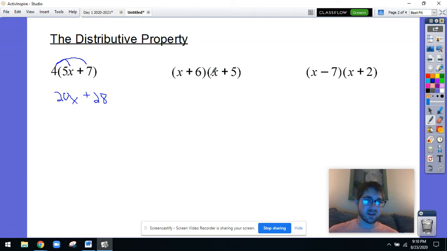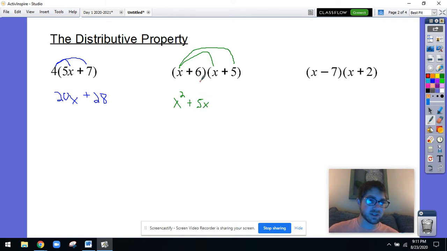When you have something like this, though, when there's two binomials next to each other, then you have to take each member of the first group and multiply by each member of the second group. And here's what I mean by that. First I take x times x. We know that that's x squared. Then I also take x times 5, and that's 5x. So I took x times both of the things in the second group.